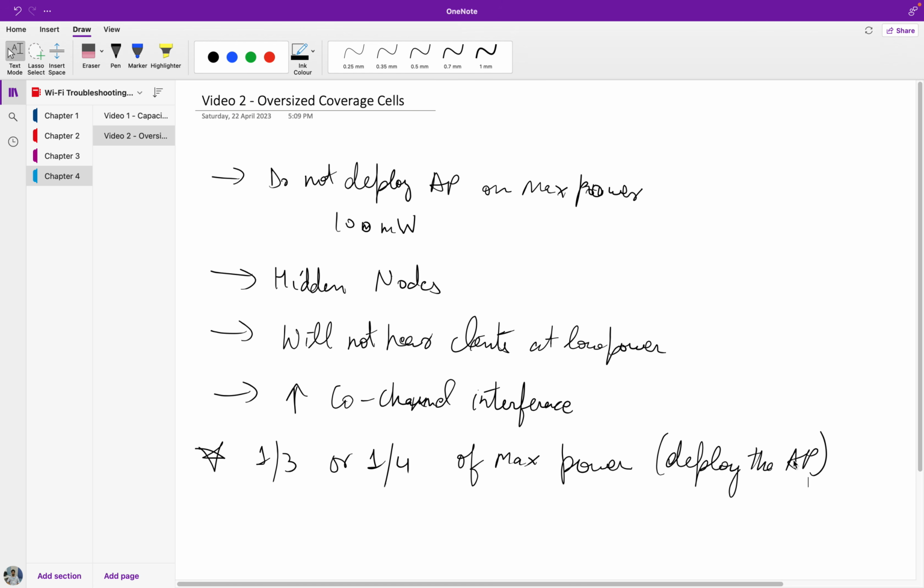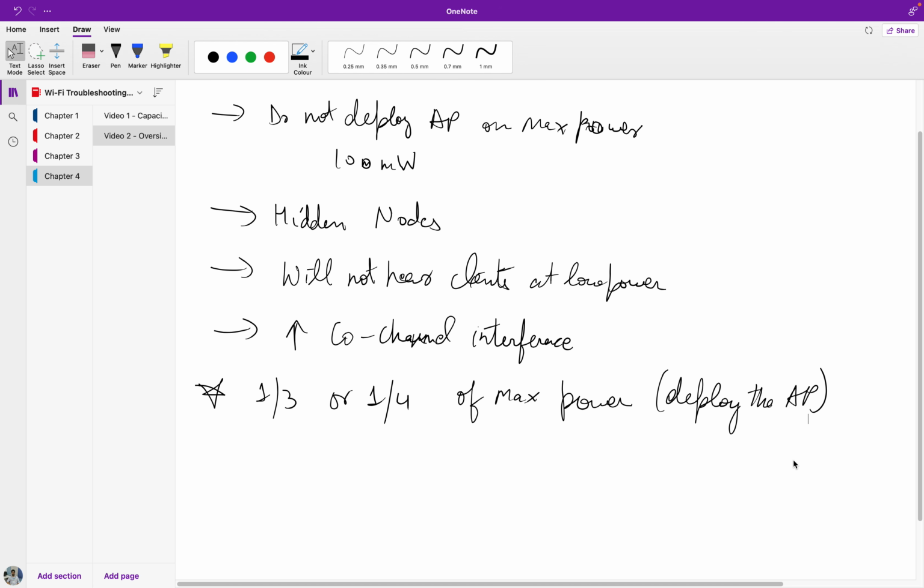Many people will say there's a concern about range, and they want to make sure there's enough range. Increasing the power level of an access point is not the solution for that. If you want to extend the range, try to use antenna gain instead of the power level of the access point.